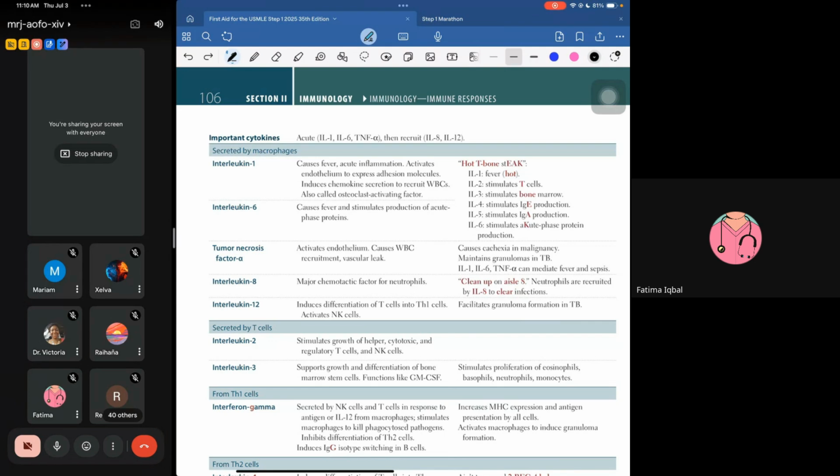Again, interleukin 6 is going to cause fever as well. So interleukin 1 and 6 cause fever. Anytime fever comes to your mind, just think of interleukin 1 and 6. Okay.